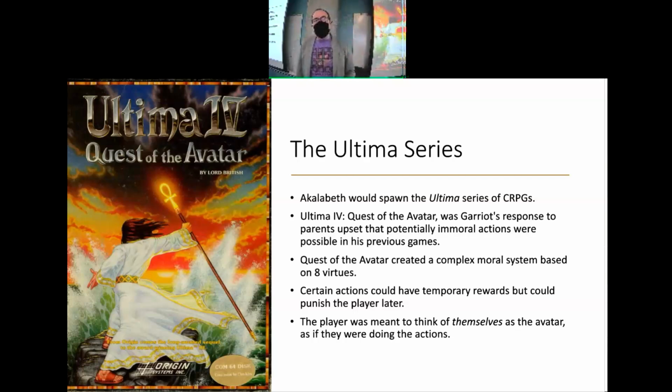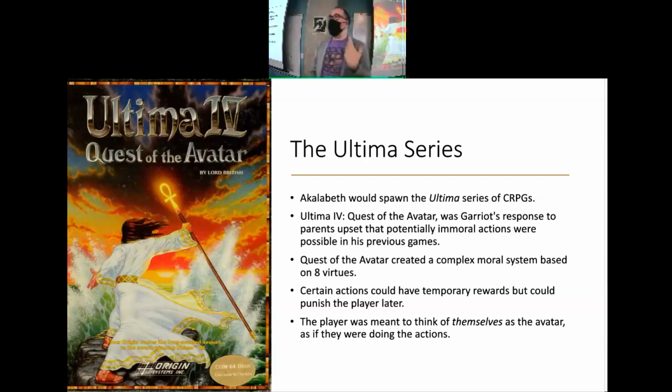Basically, what was happening here is that Richard Garriott was starting to get complaints from parents about the morality of these games, and I actually really love how he responded to this. He thought, okay, you're worried about the fact that you can maybe steal things, or that you're just murdering these creatures or whatever. I'm going to make a game based on morals. I'm going to make it entirely based on this. In fact, Quest of the Avatar is based on 8 virtues, and you can do things like steal and cheat in various ways, but it'll actually impact you later in the game.